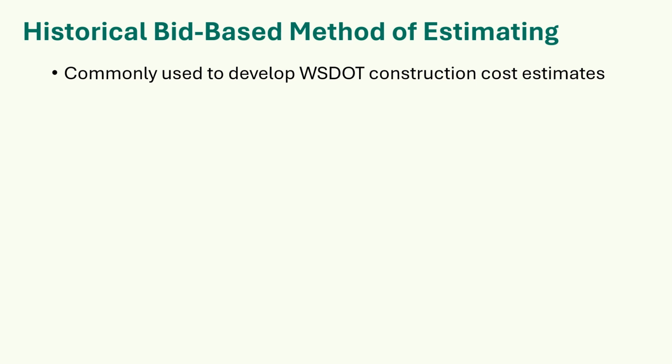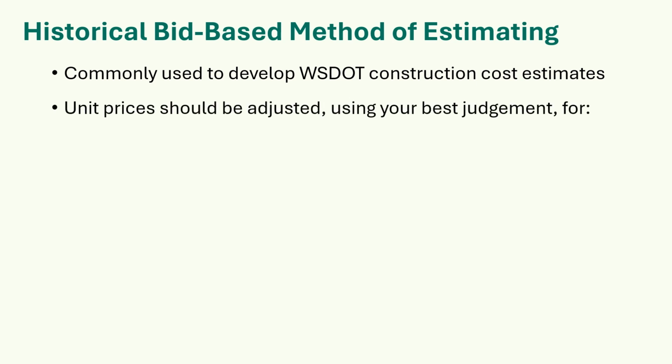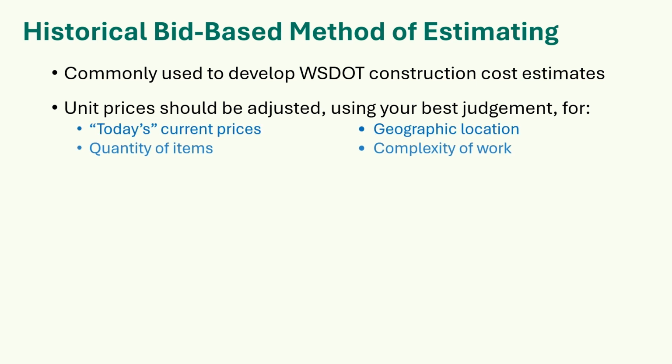Historical bid-based method of estimating. Commonly used to develop WSDOT construction cost estimates and are appropriate when design definition has advanced to the point where detailed quantification of bid items is possible. The unit cost prices used are collected and stored from prior projects. They should be modified or adjusted to reflect current prices and project-specific conditions such as today's current prices, geographic location, quantity of items needed, and complexity of the project work. Techniques such as historical bid pricing, historical percentage, and cost-based estimating are also used to determine unit prices.